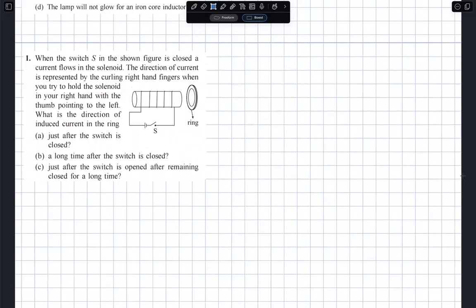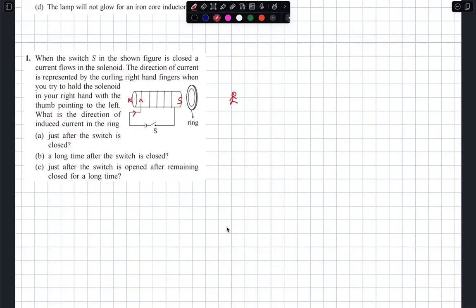Tell me, when the switch S in the shown figure is closed, a current flows in the solenoid. You can see that the current flows like this. So if I observe from this end, I will see a north pole here and this end behaves as a south pole because of the direction of flow of current. You may ask me how. Use the right hand grip rule. The four fingers of the right hand turn around the cylinder, thumb is leftwards.